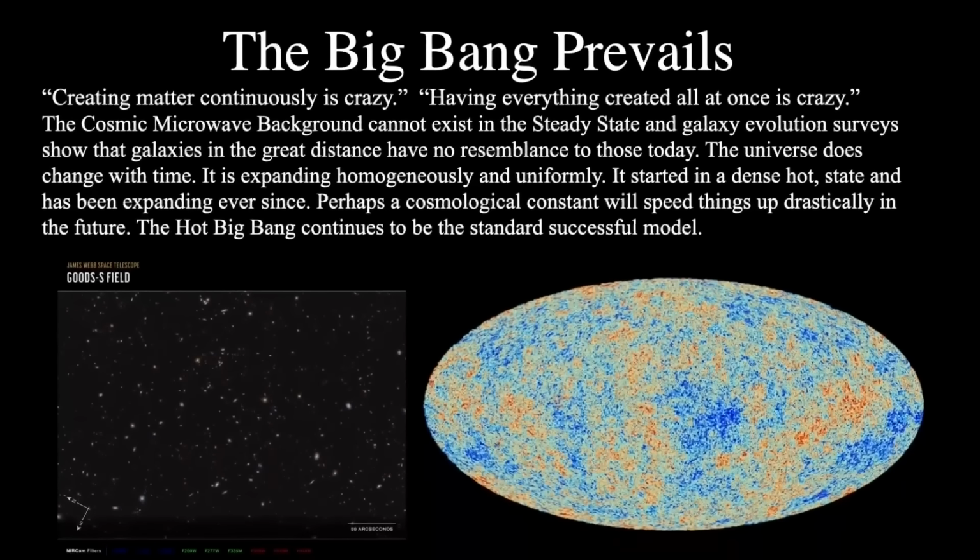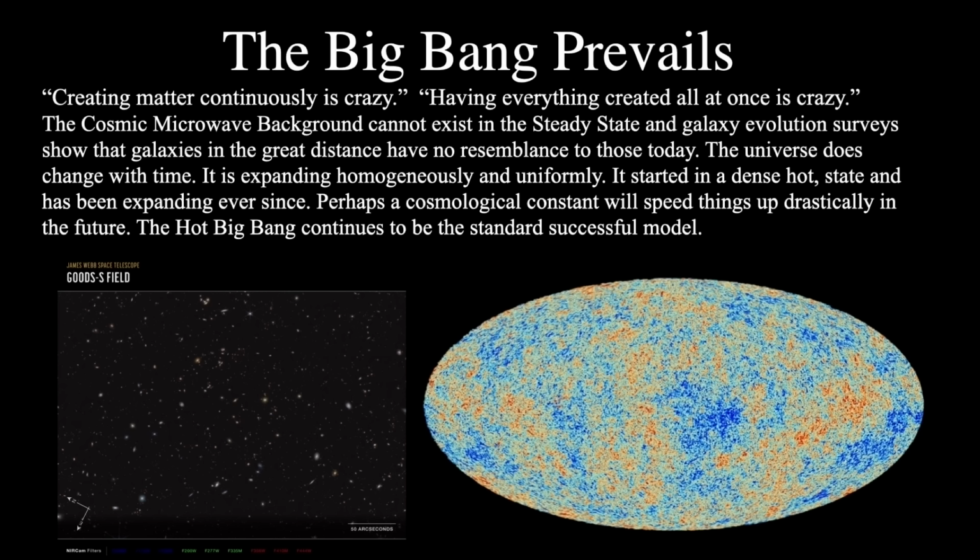Long story short, the Big Bang did prevail in this argument. But how? Because the arguments are kind of the same. The people supporting the Big Bang said, creating matter continuously, that seems crazy. And then Hoyle, Bondi, and Gold said, having everything created all at once, that's crazy. So it's kind of two really crazy ideas. And the universe is doing something crazy, whether it's creating matter continuously or having everything created all at once.